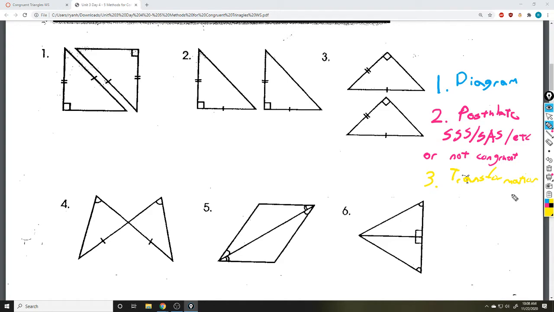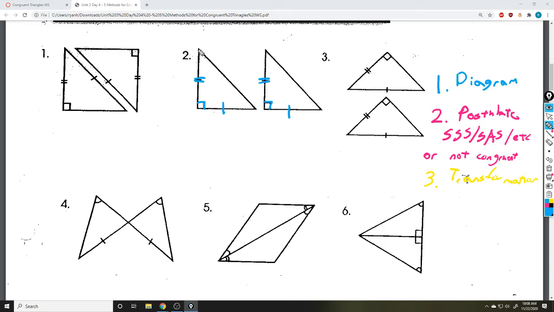So I'm going to do one example here just to show you what that's going to look like. We're going to do number 2. So first off, I'm going to take stock of what's marked in the diagram. Your goal is that you want 3 things marked in the diagram. There's a pair of sides, there's another pair of sides, and here's an angle because they're marked right angles. So that sounds like 3 things: 2 pairs of sides and a pair of angles.